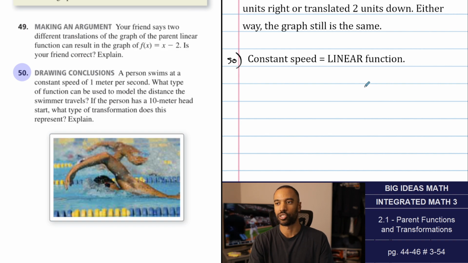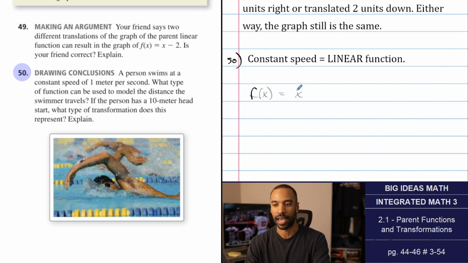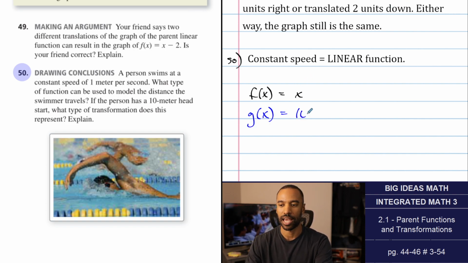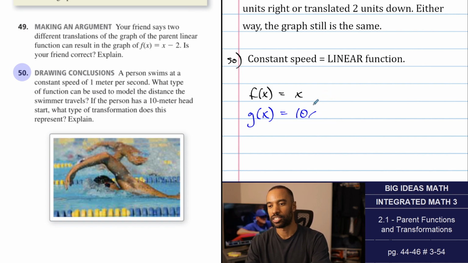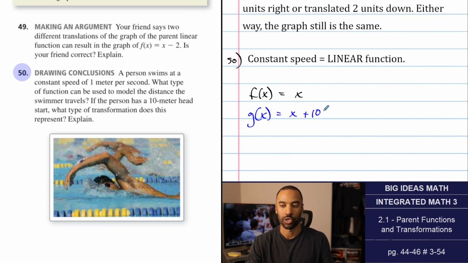So a 10-meter head start, this would be like taking an original equation, y equals x, and this is truly y equals x because the 1 meter per second would be like that. But also, if I have a g of x that's a transformation of it, the 10-meter head start, is that 10x? No, because that would be 10 times as fast as you're going before. You're not 10 times as fast, you're just 10 meters ahead. So that takes your x and adds 10 to it, right?